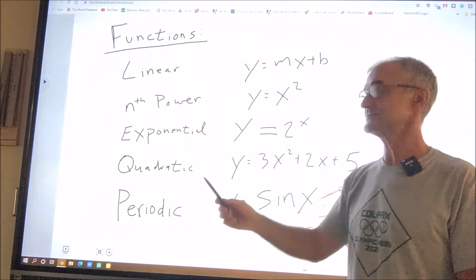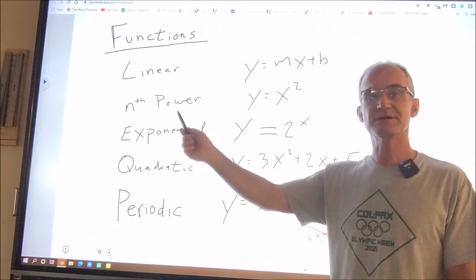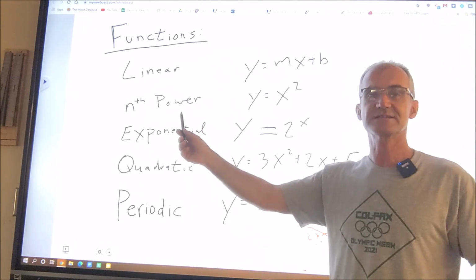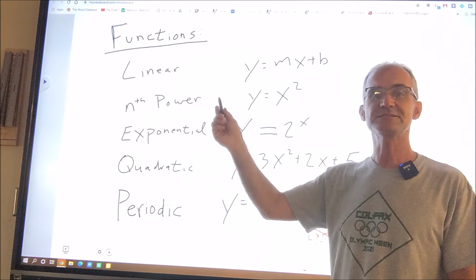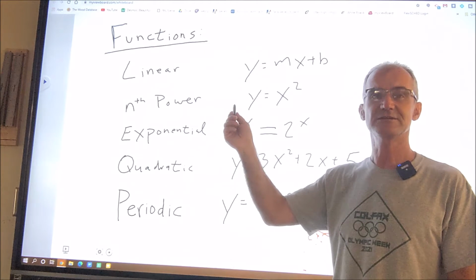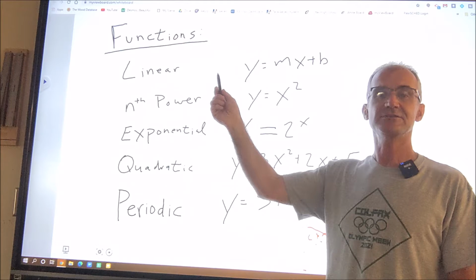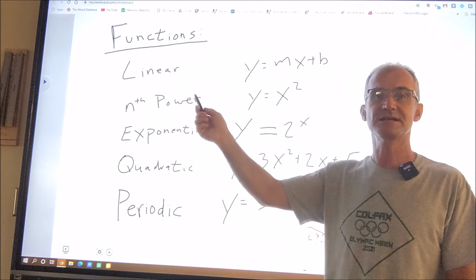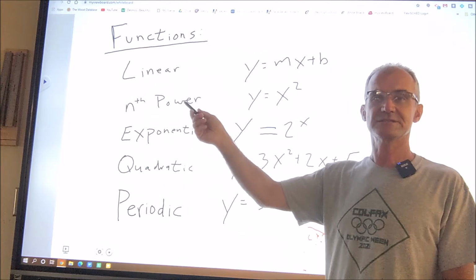The second function would be an nth power function, y equals x squared, y equals x to the fifth. The base is your unknown variable x, your independent variable x, and then your exponent is a number. It could even be a negative number for an inverse nth power function, but it's going to be a number.